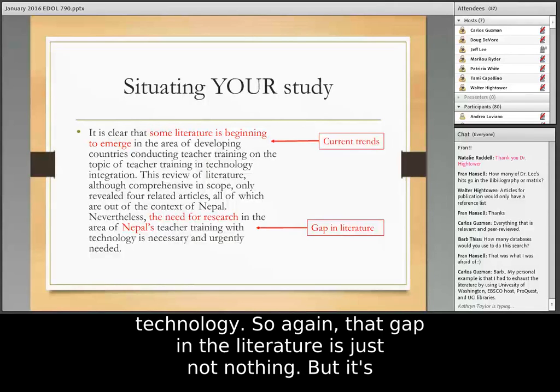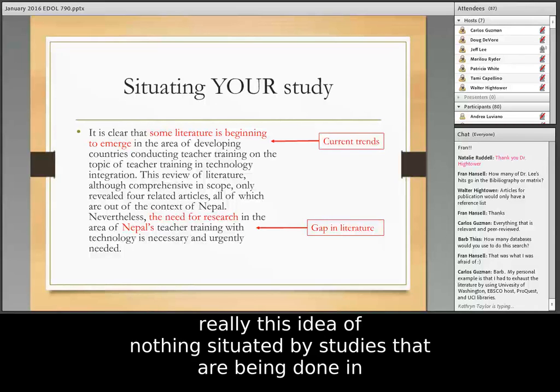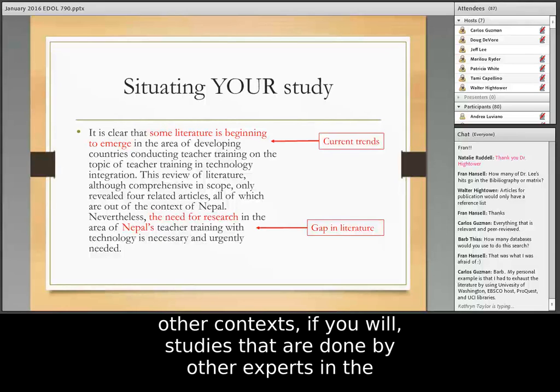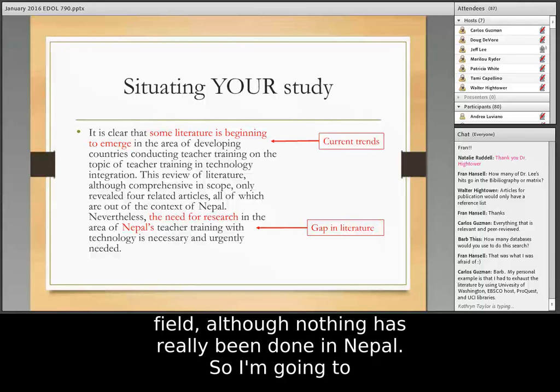So again, that gap in the literature is just not nothing, but it's really this idea of nothing situated by studies that are being done in other contexts, if you will, studies that are done by other experts in the field, although nothing has really been done in Nepal.